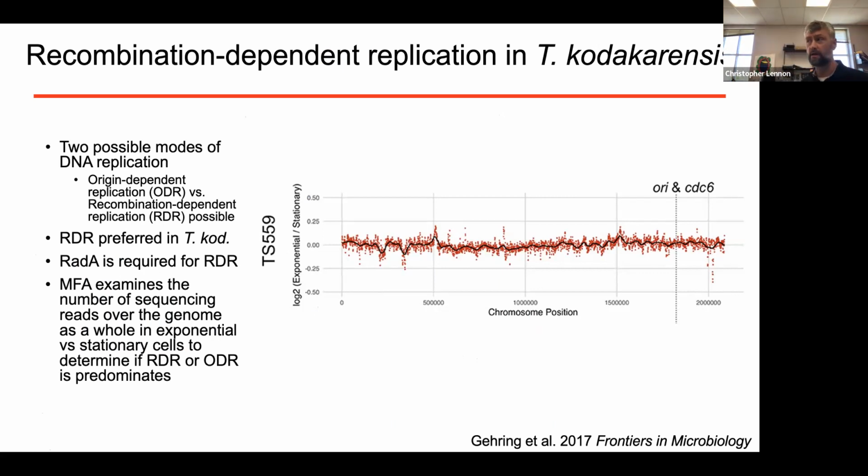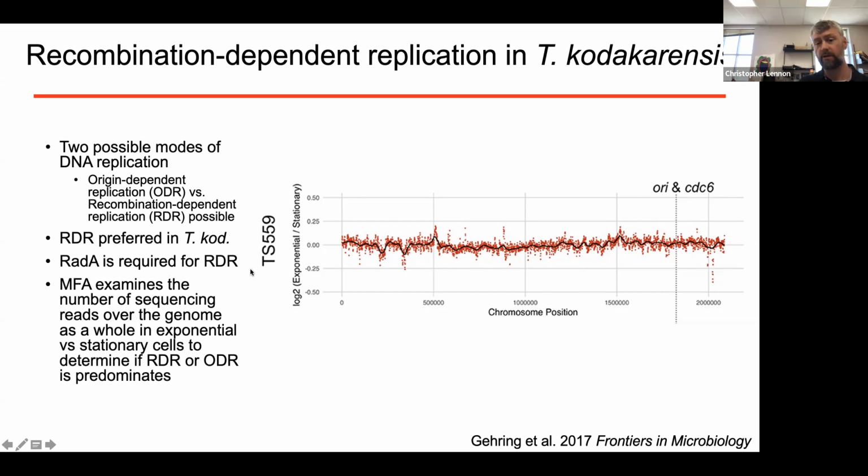And so Thermococcus is unusual in the way that it likes to replicate its DNA. It can use the traditional origin-dependent replication, which anybody who's taken a molecular biology class has learned, where DNA replication starts at the origin and goes out from there. But it can also use something called recombination-dependent replication, where DNA replication is actually initiated at multiple places over the chromosome, right?